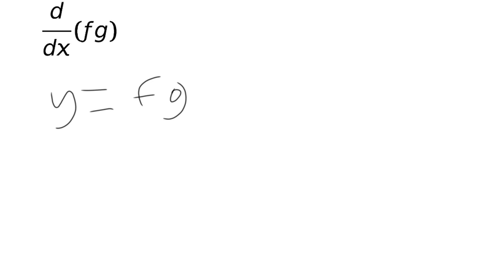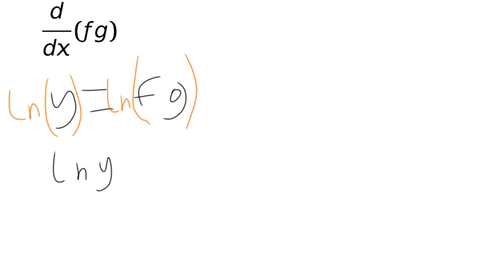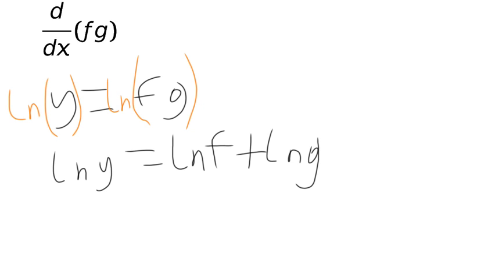So I'm going to take the natural log on both sides. And on the left side, I'll just have natural log of y. And when you have a product inside of natural log, you can write it as a sum of two natural logs. So we'll have natural log of the first factor plus natural log of the second factor. And now we're ready to do our implicit differentiation.